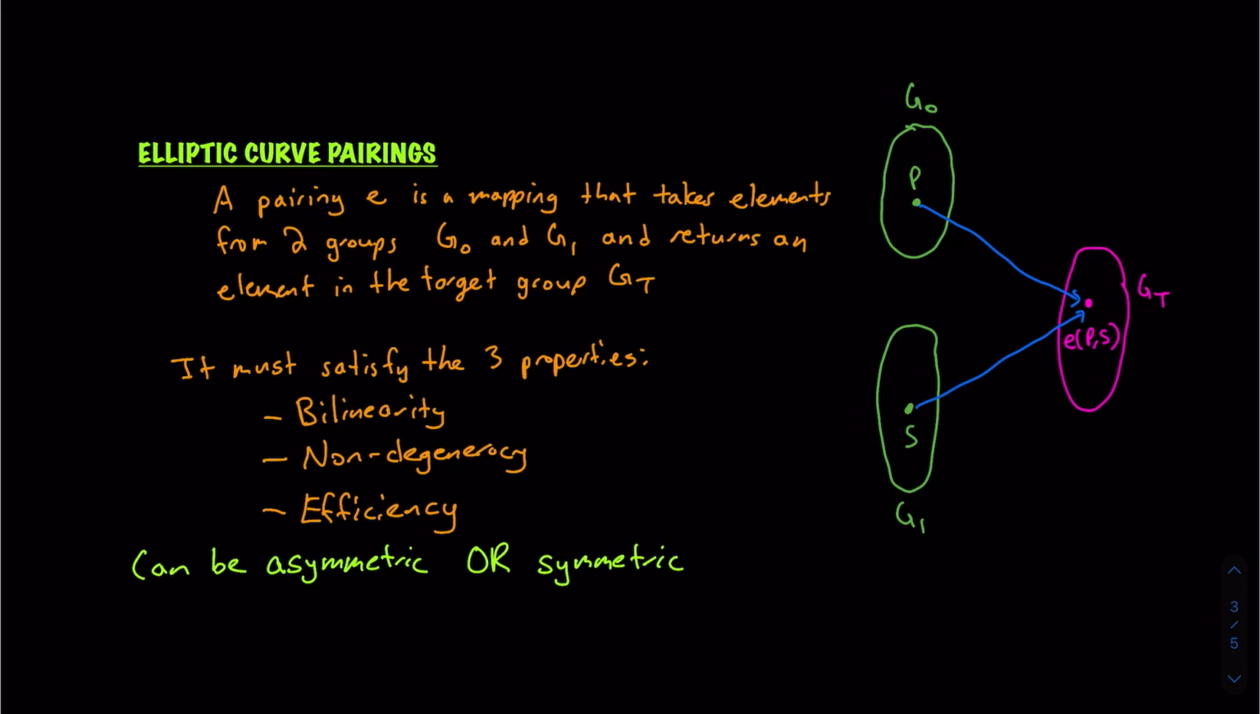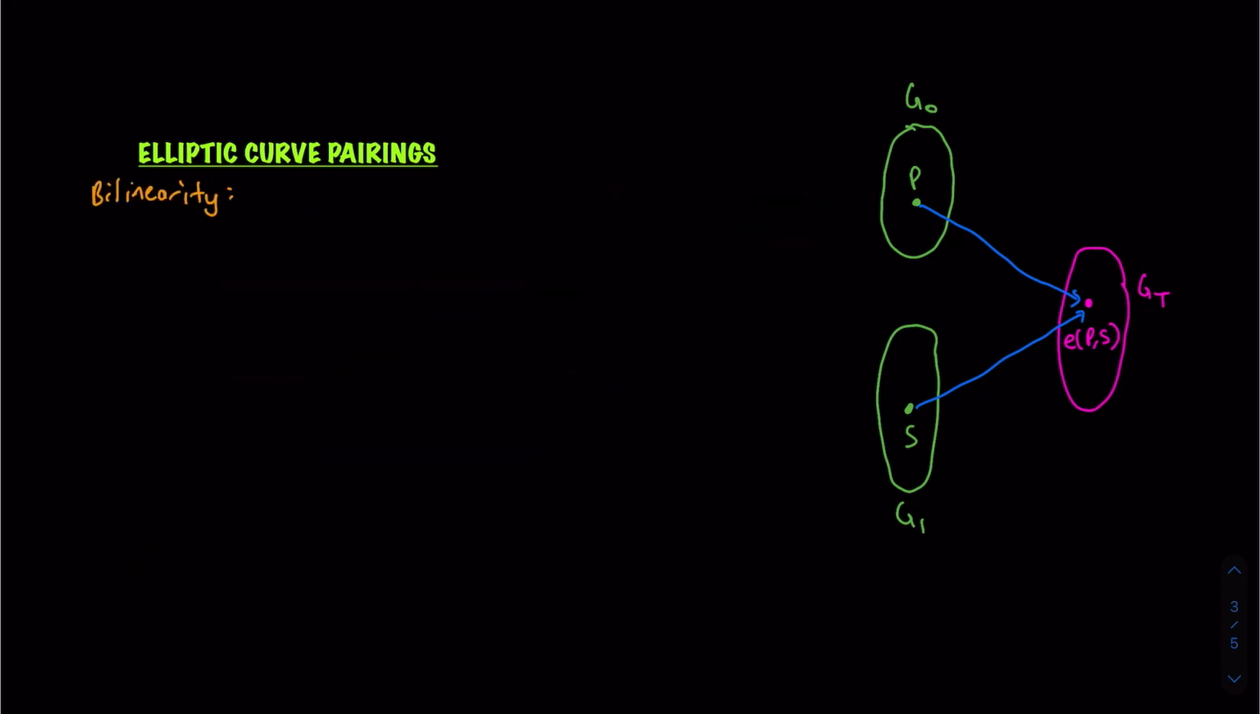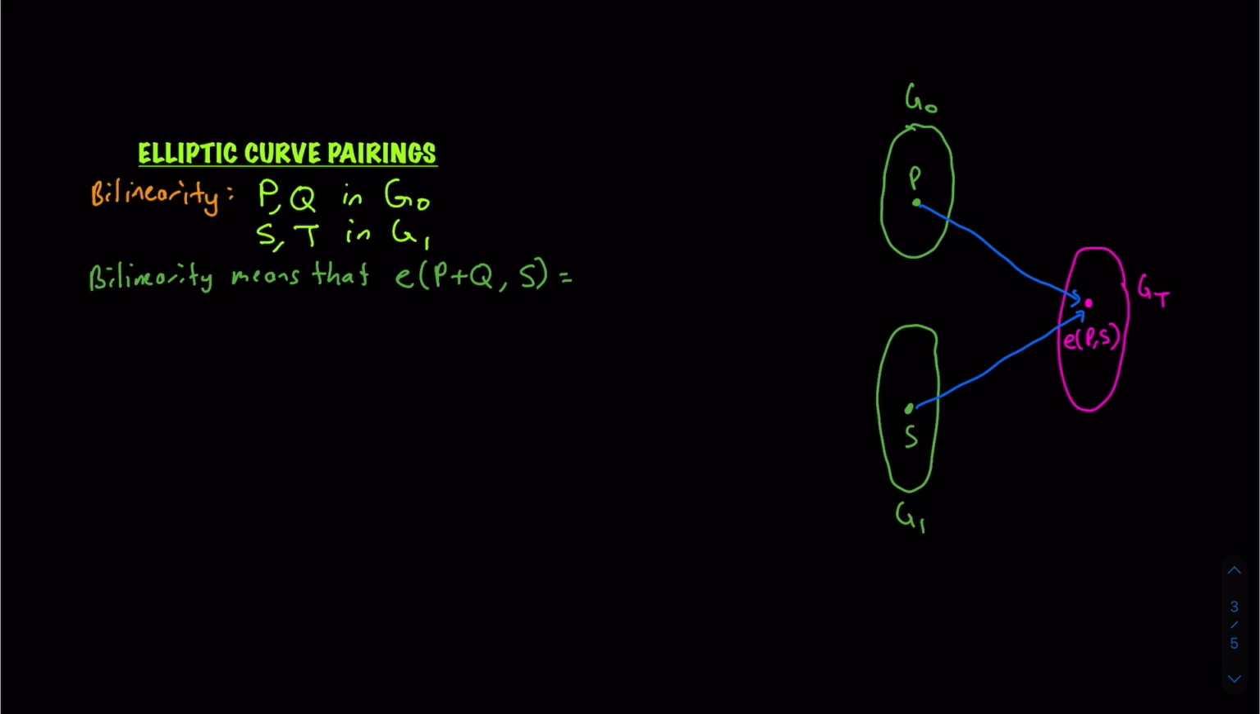Okay, so what do these three properties mean? Let's start with bilinearity. Let's assume that we have points P and Q that are in G0 and points S and T that are in G1. What bilinearity means is that applying E to P plus Q, comma S, is equal to applying E to P and S times E of Q and S.